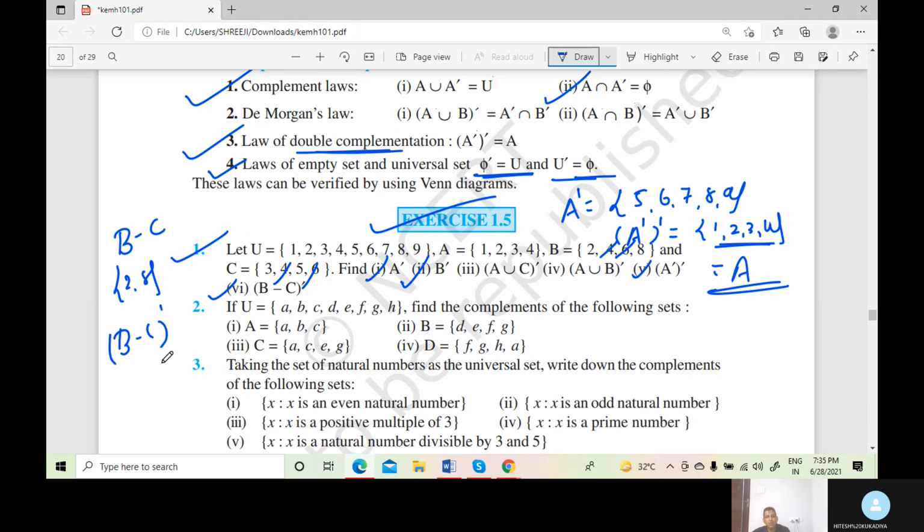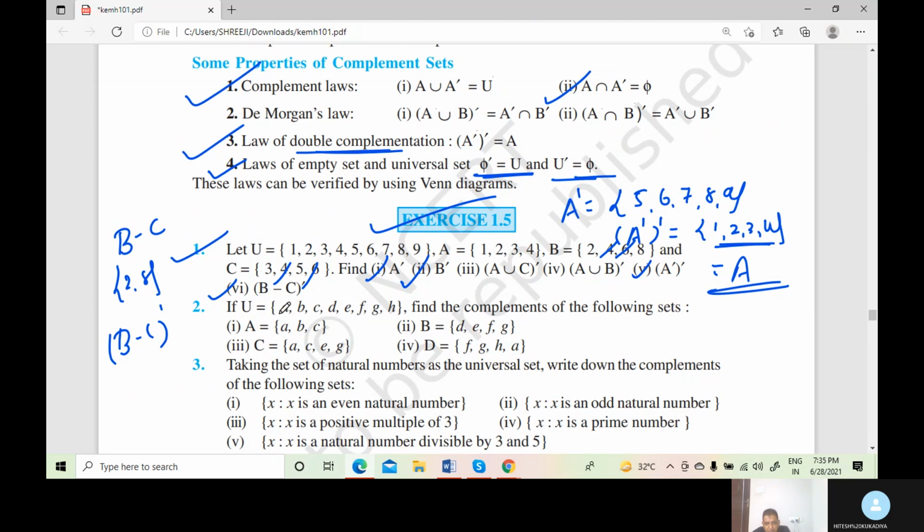Now we find B minus C whole dash. So 2 and 8 are cancelled. Which elements are remaining? 1, 3, 4, 5, 6, 7 and 9. Is that clear, students? Very easy. Otherwise you can confirm it also: first B minus C, then after that the complement. Very easy. Clear, students? Okay.